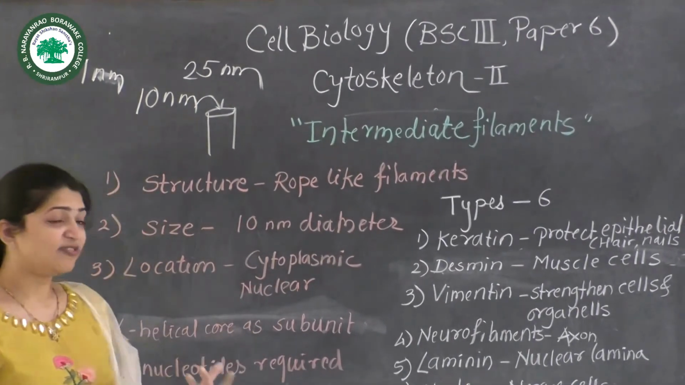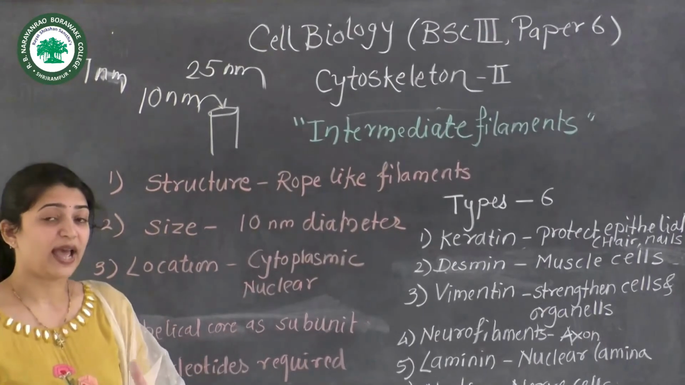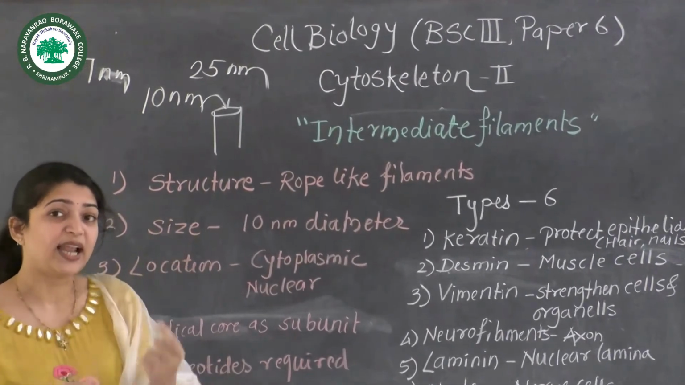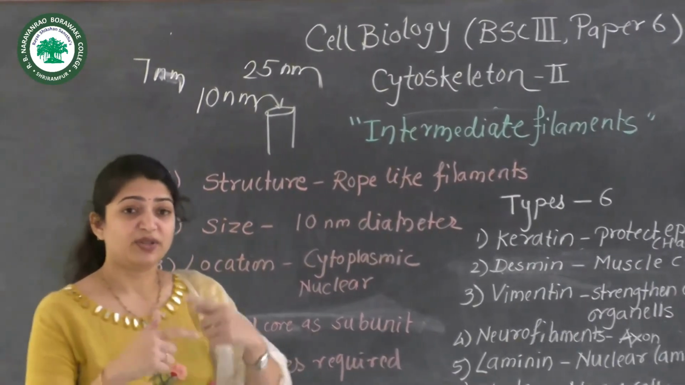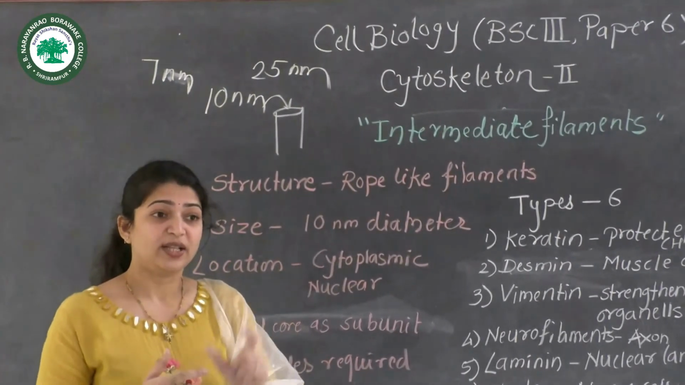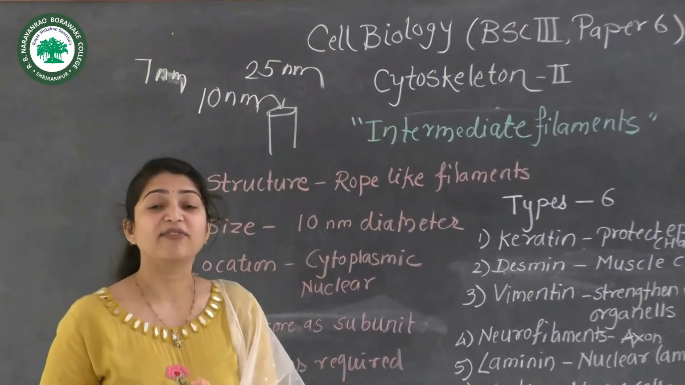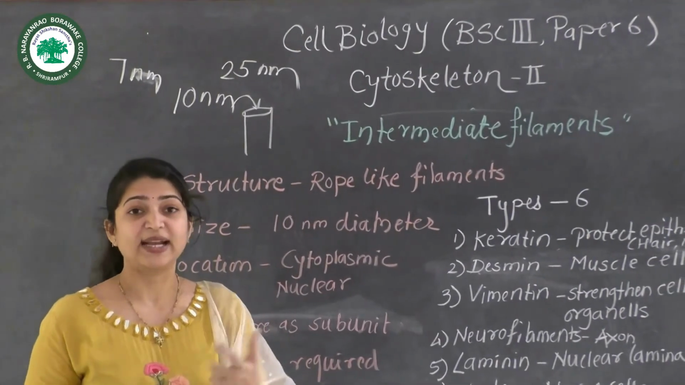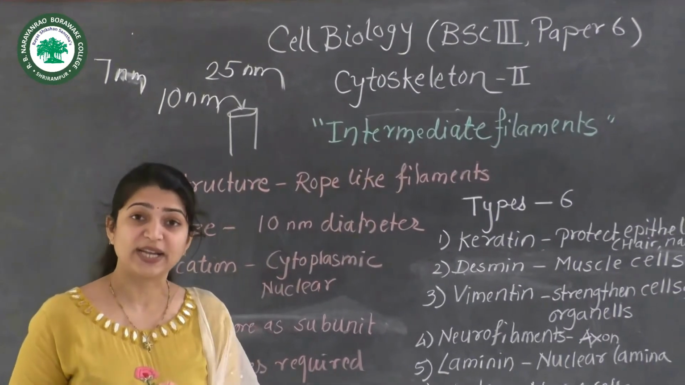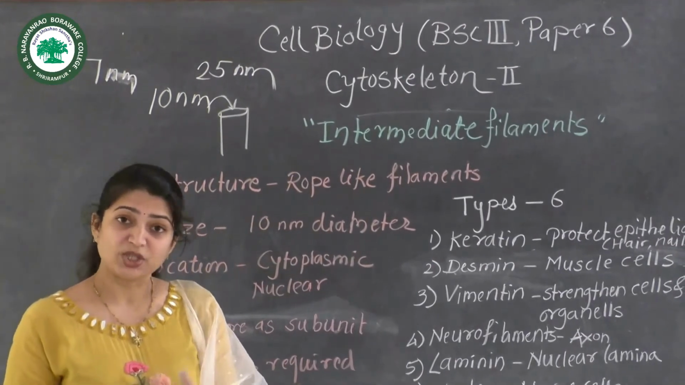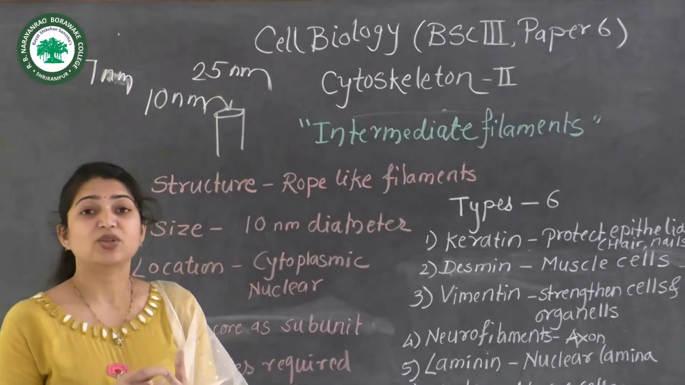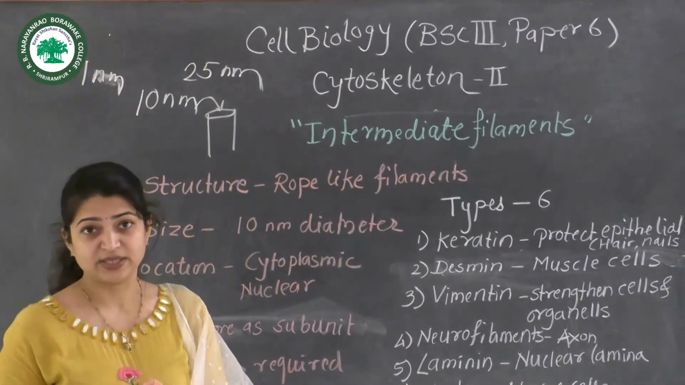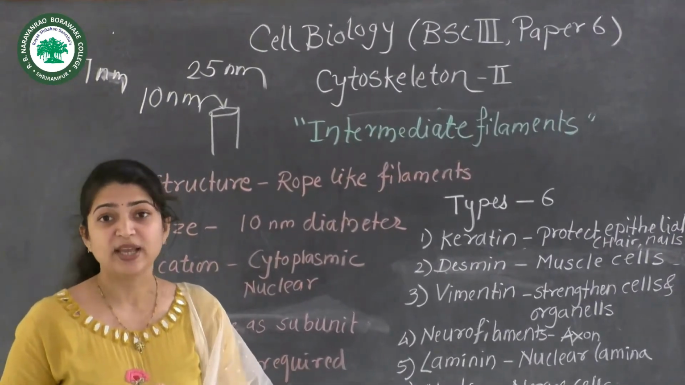Next is the subunit form in the intermediate filaments. The alpha helical core forms this subunit. A single alpha helical form is the monomer. Then to form the helical structure, two monomers come together and form a dimer, and then finally they form a structure called a tetramer, where polymerization takes place and they together form a tube-like structure called the intermediate filament, giving a rope-like structure to the filament.